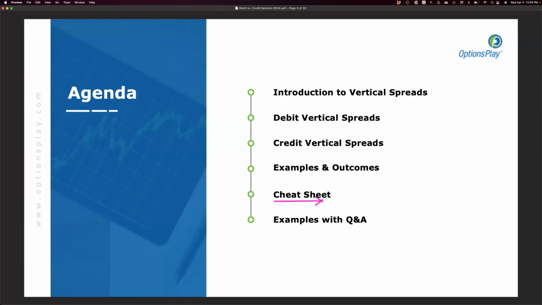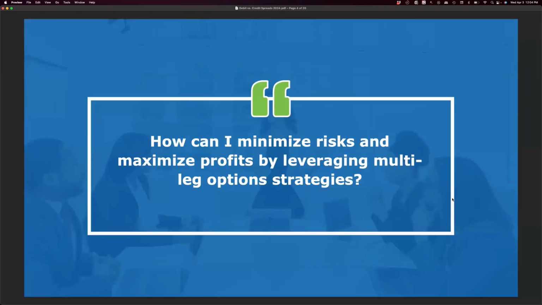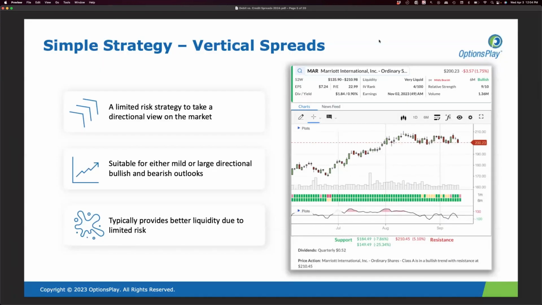And then I have a cheat sheet at the very end to help you remember some of the things that we learned here during today's session, and then we'll open this up for Q&A at the very end. But the primary thing that I want you to be able to walk away from today's session is a clear understanding as to how can you minimize risks while maximizing profits by leveraging multi-leg option strategies such as debit versus credit spreads. So let's first start off by just briefly introducing what a vertical spread is.